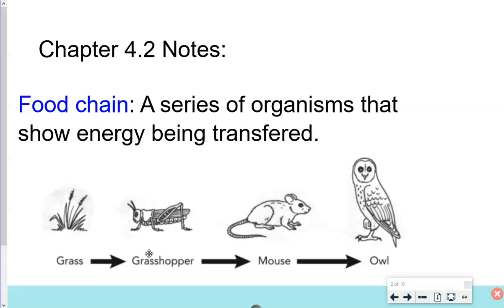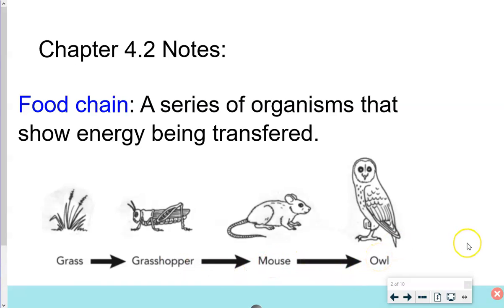Now, this grasshopper might be eaten by a mouse. So then that energy from the grasshopper is going into the mouse, and then that mouse gets picked up by an owl, and all the mouse's energy goes into the owl. Okay, so it's basically a line of what eats what. The grass is eaten by the grasshopper, which is eaten by the mouse, which is eaten by the owl. And the arrows show where the energy is going.